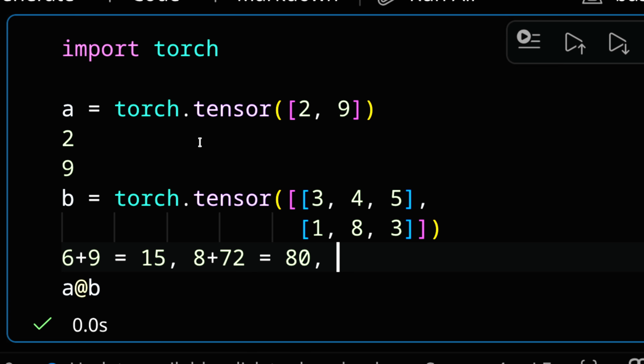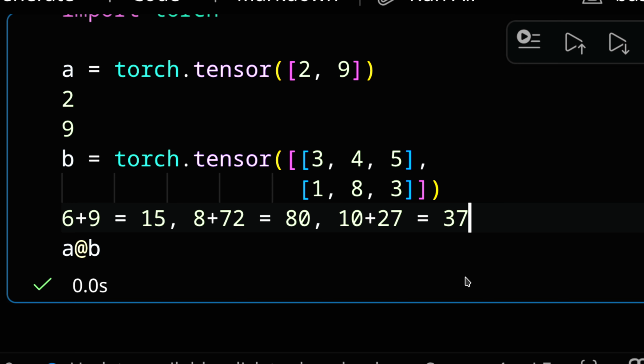And then finally, you have the same 2 and 9, overlay it on the third column. So 2 times 5 is 10. 9 times 3 is 27. So that would be 10 plus 27 equals 37. Okay, so the results should be 15, 80, 37.